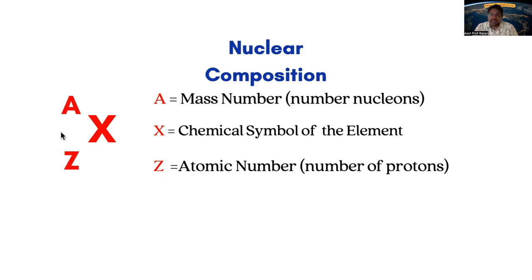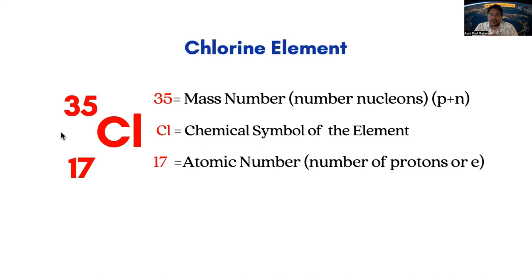So now let's take one example. Let's take chlorine. This is 35, 17, chlorine. It is represented by the chemical symbol Cl, and its mass number is 35 and its atomic number is 17. So 35 indicates the number of protons and neutrons, that is nucleons, inside a nucleus. And Cl represents the chemical symbol of the element, and 17 represents the number of protons or electrons in it. So this is the way of representing a nuclide.